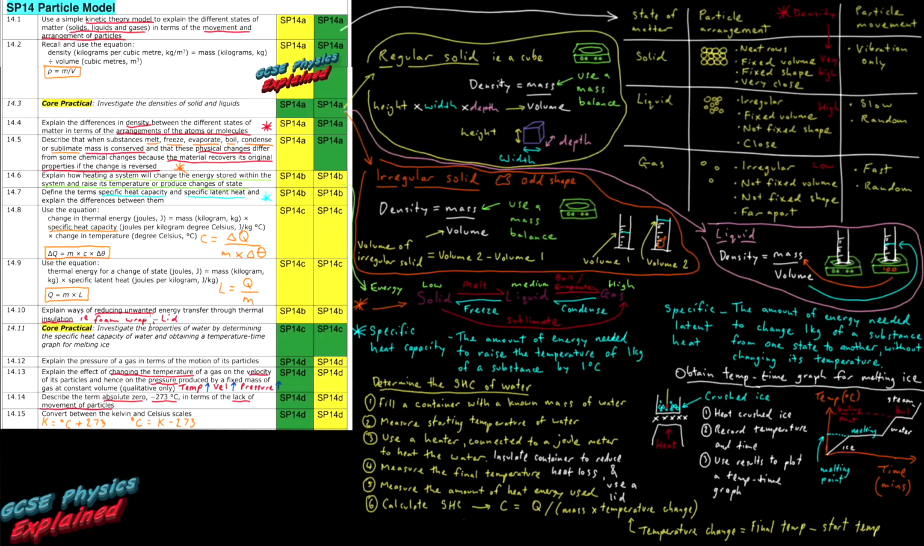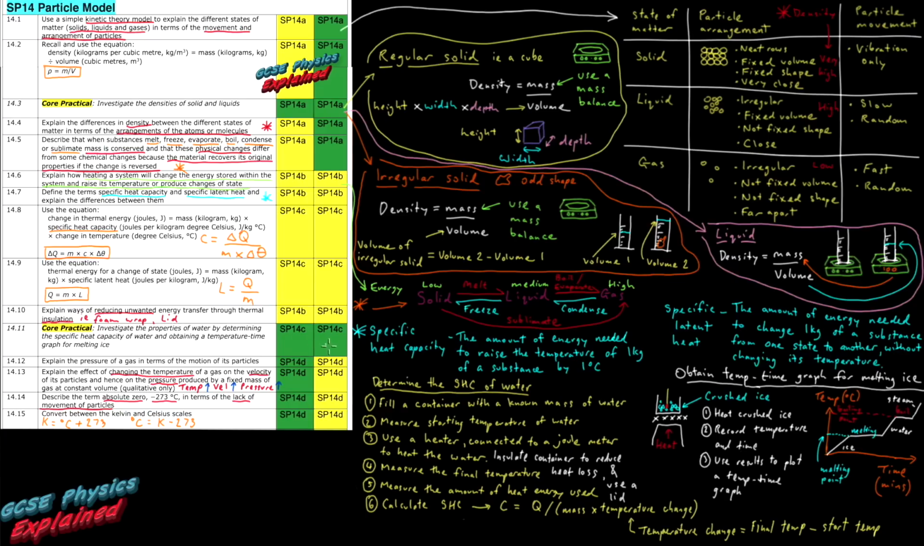Explain ways of reducing unwanted energy transfer through thermal insulation. In other words, wrap up something in foam or put a lid on it if you don't want to waste thermal energy from that thing. 1 mark for each of those things.